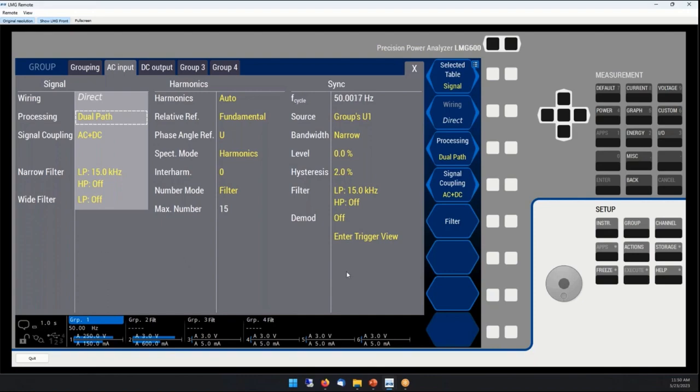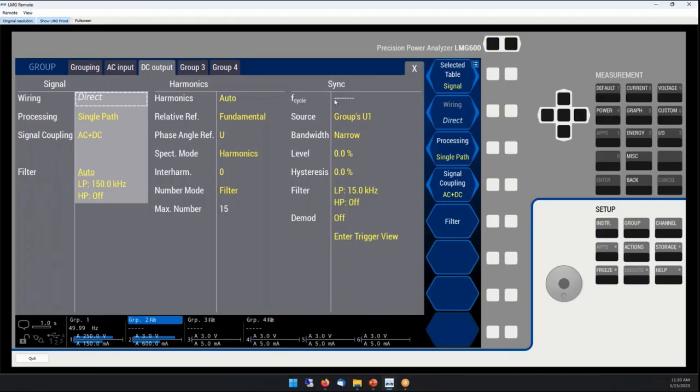The settings, we don't have to do much here. We see we have a good measurement of the frequency. It is around 50 hertz as we expect. And let's take a look at the DC output.